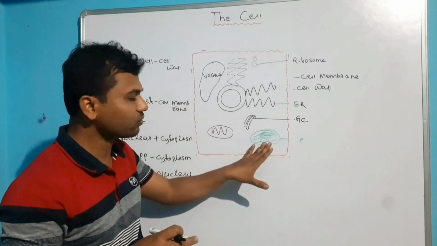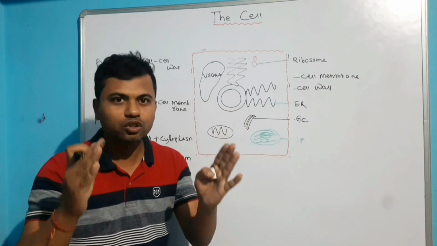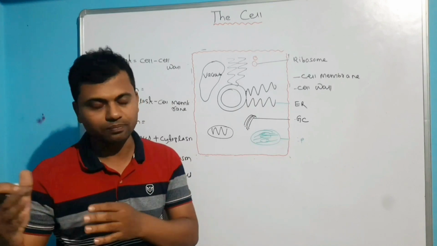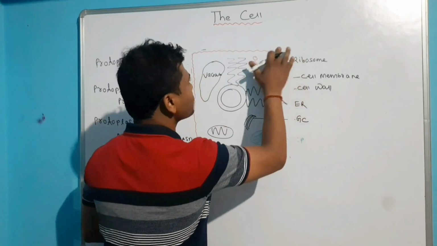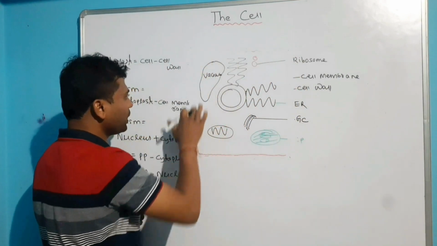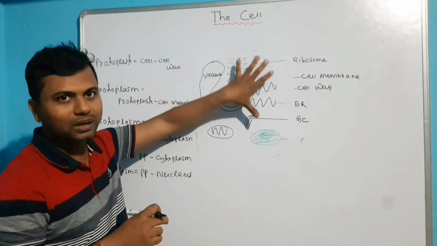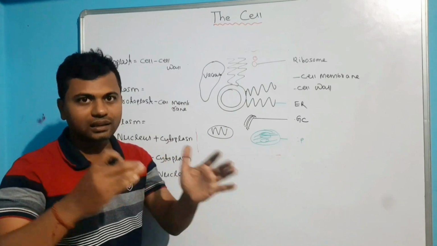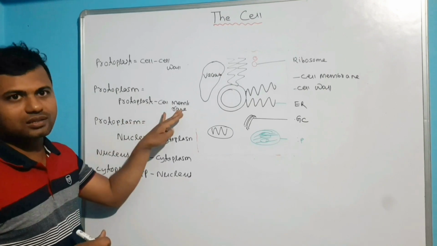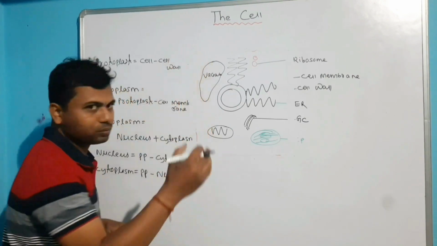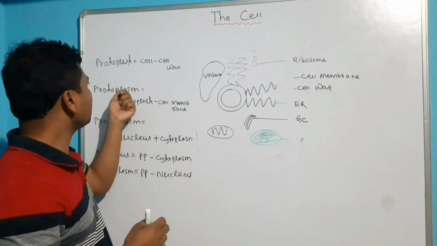So next, come to protoplasm. Now this is the protoplast. When we remove the cell membrane from the protoplast, the remaining portion of the cell left is known as protoplasm. So now you remove the cell membrane from the protoplast. The portion that now remains is known as the protoplasm. Now we will explain this in a technical way: protoplasm is equal to protoplast minus cell membrane, because after we remove the cell membrane from the protoplast, the remaining portion that is left is known as the protoplasm.